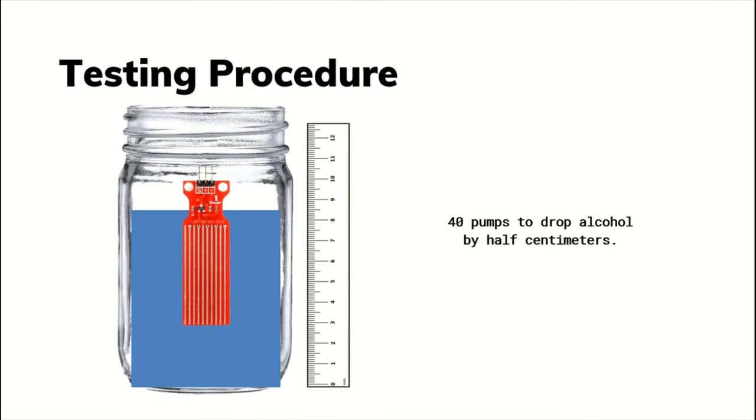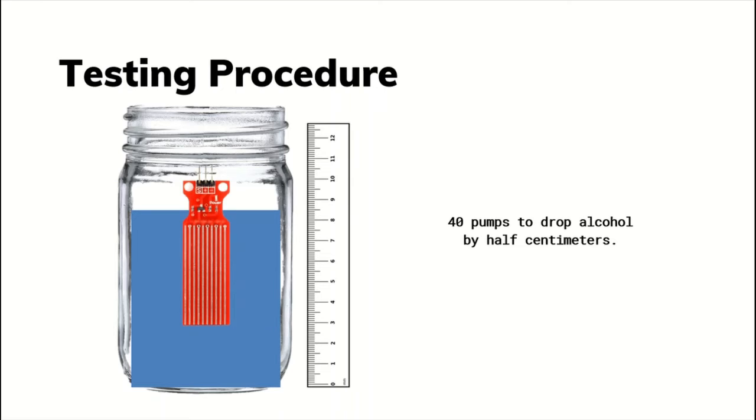Next is the testing results of the alcohol dispenser. The alcohol container has a capacity of 90 milliliters. Low was measured from 0 up to 3.5 cm. Medium was measured from 3.5 cm up to 5.5 cm. And high was measured from 3.5 cm and above.